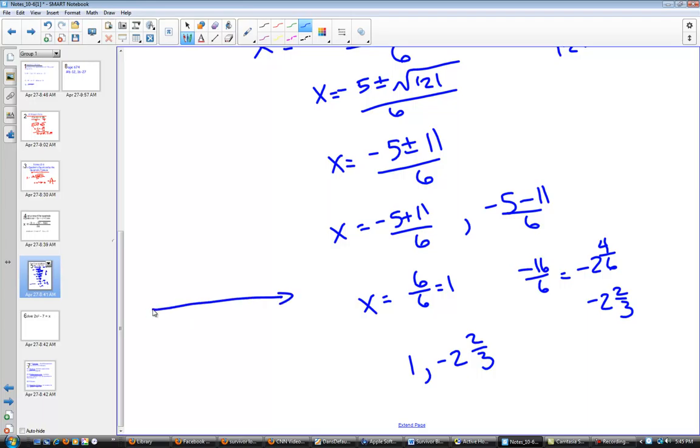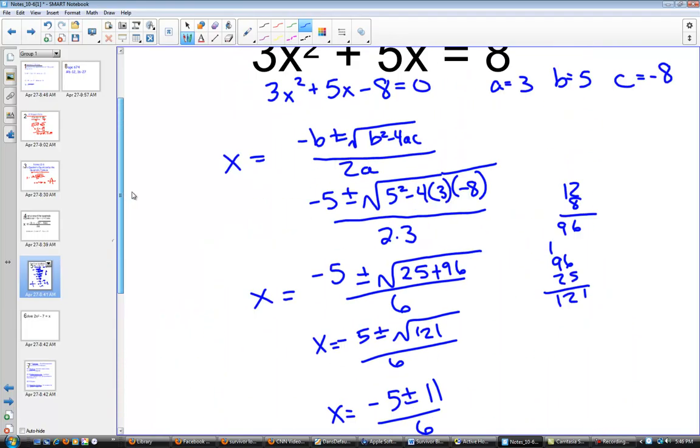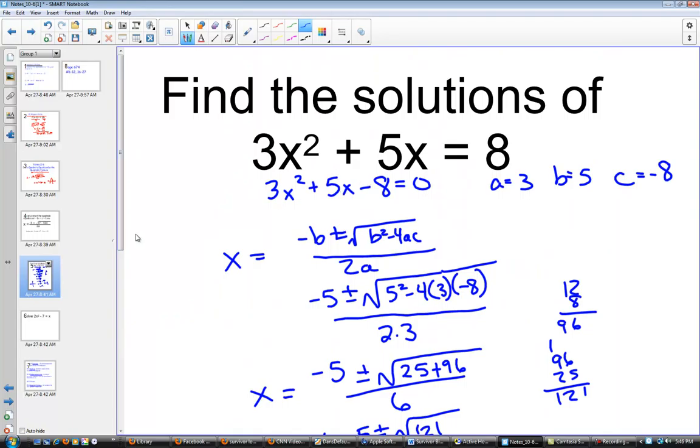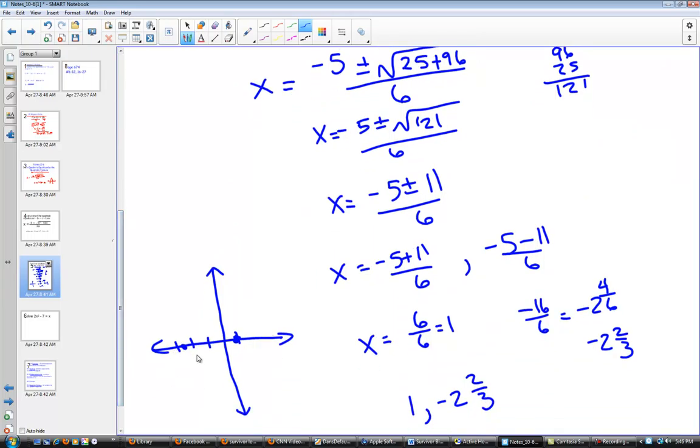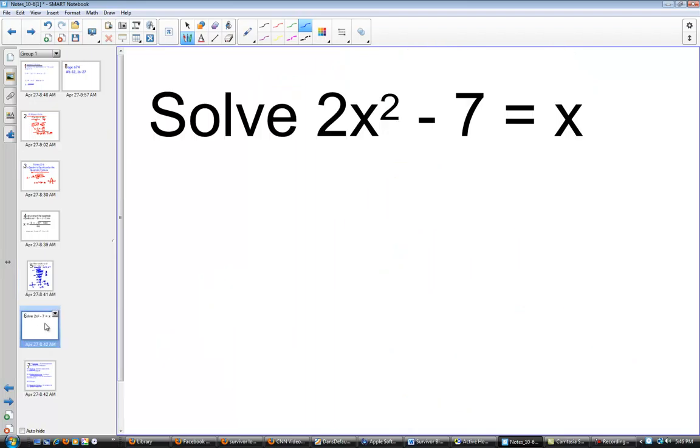So what that means is on our graph, we haven't found our vertex or our line of symmetry, our axis of symmetry, or anything, but we found our roots. Our roots are 1 and negative 2 2/3. We also know that it's opening upward, so our vertex is somewhere down here in the lower quadrants. But right now we're just focusing on finding our roots. So there you have it.